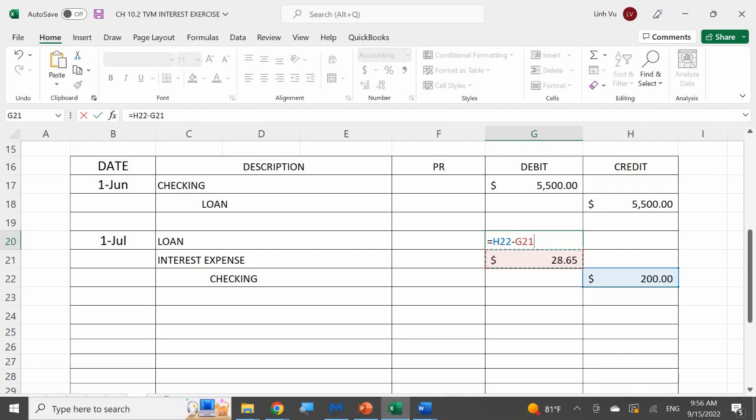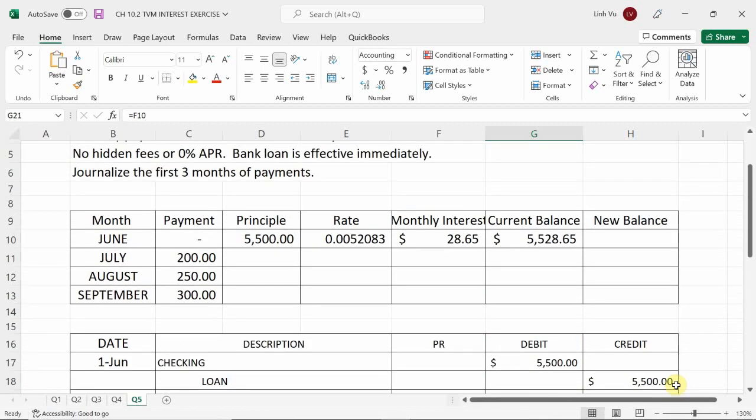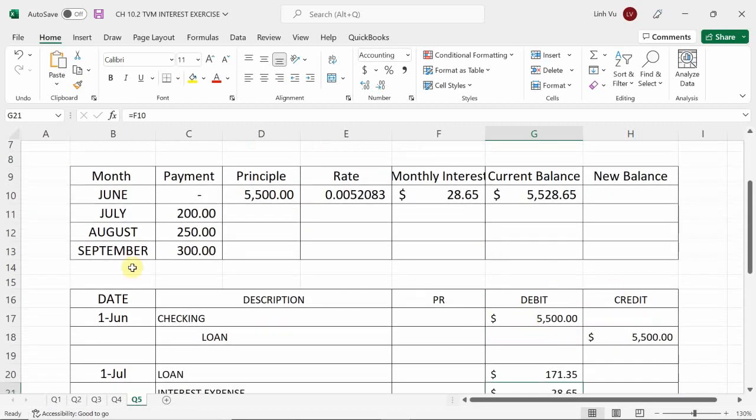How much of your $200 payment? Go ahead. $171.35. Excellent. So in this case, I'm only paying $171 towards my principal. I have to cover the interest first. Okay? So in this case, what would your new current balance be if I made a payment of $200?